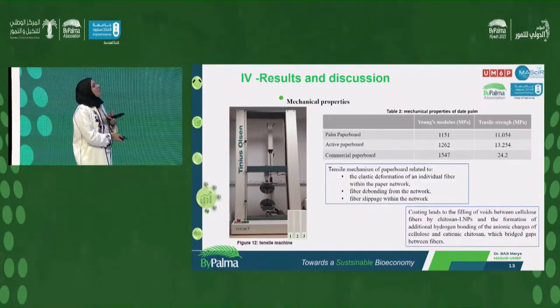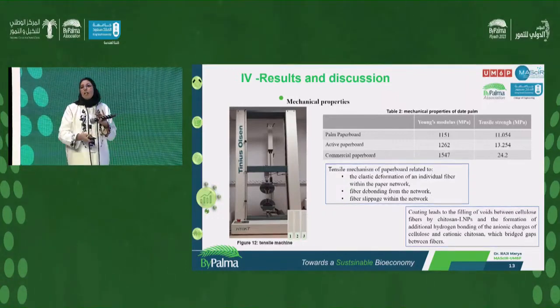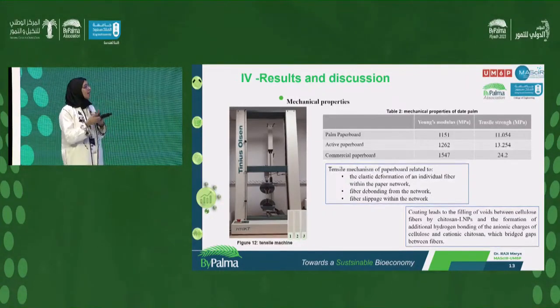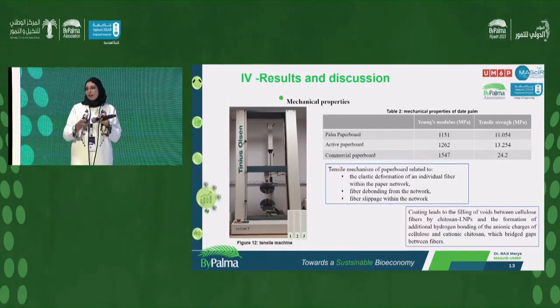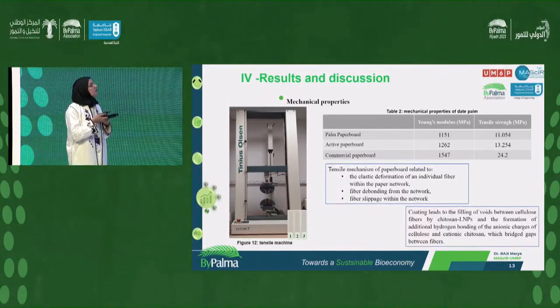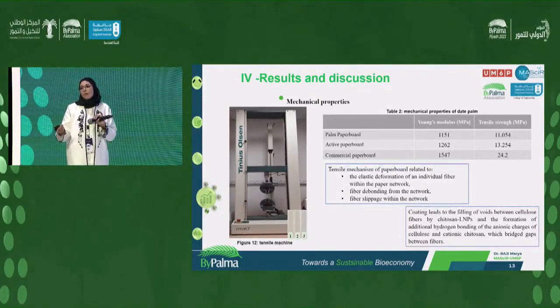And finally, we have an increase in mechanical properties, exactly in Young's modulus, which is confirmed by the rigid characteristic of lignin nanoparticles, and the value of Young's modulus is very close to that of commercial paper, which is produced from wood cellulose. So we can confirm from the results that palm fibers are a good candidate for producing active paperboard.